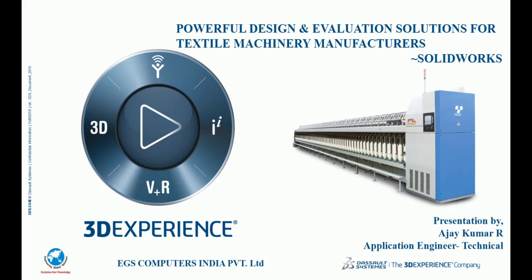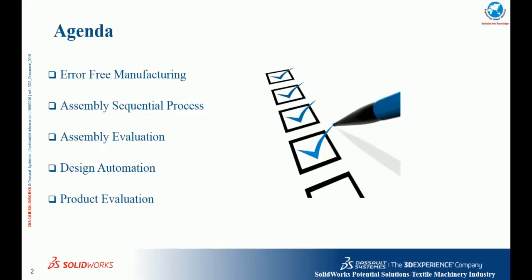In today's session we are going to see how validation and design can be of the best providence for textile manufacturers through an application of SOLIDWORKS. So this is today's agenda. We are going to see error-free manufacturing, the assembly sequential process and the evaluation stage, how we go across the designs, and automation of designs to reduce the design time and the evaluation of the products.